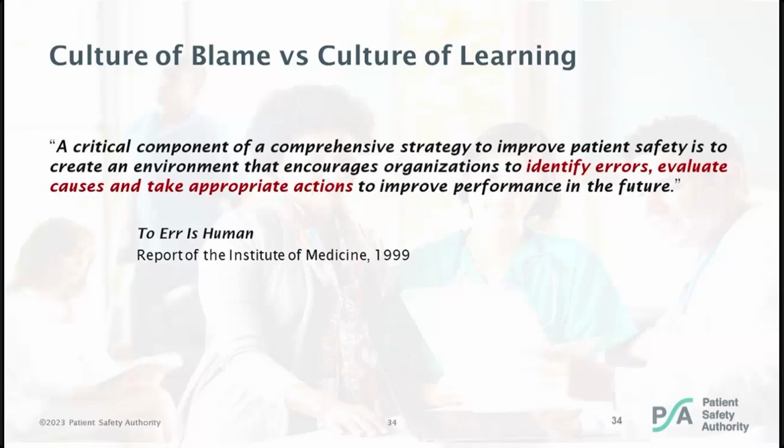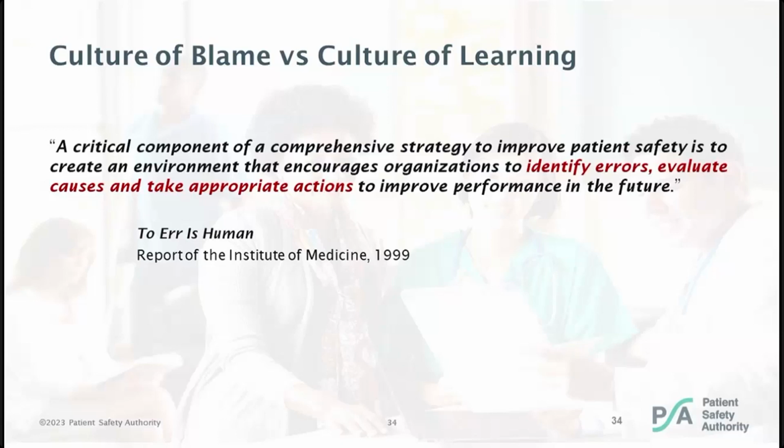A critical component of a comprehensive strategy to improve patient safety is to create an environment that encourages organizations such as yours to identify errors, to evaluate the causes, and then take appropriate actions to improve performance in the future. So you want to identify errors in your facility, try to figure out, hey, what happened? What can we do? And then take appropriate actions to improve performance to ensure it doesn't happen again.